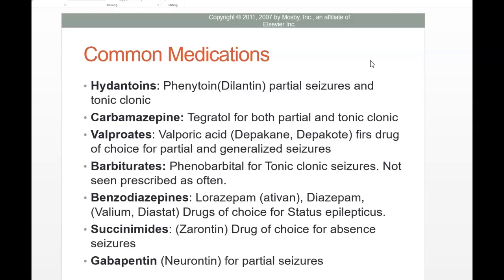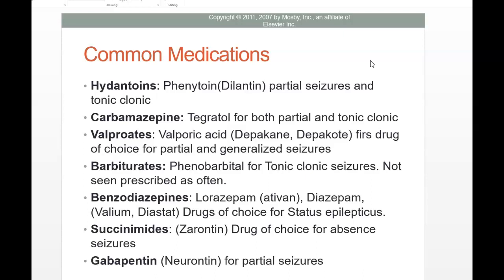Barbiturates, phenobarbital for tonic-clonic seizures. You're not seeing it prescribed as often, but they still do use it. Benzodiazepines, which is lorazepam, Ativan, diazepam, Valium, or Diastat. These are the drugs of choice for status epilepticus.